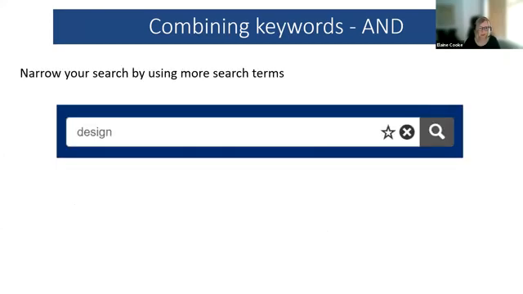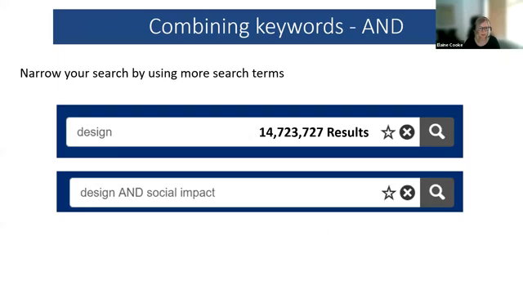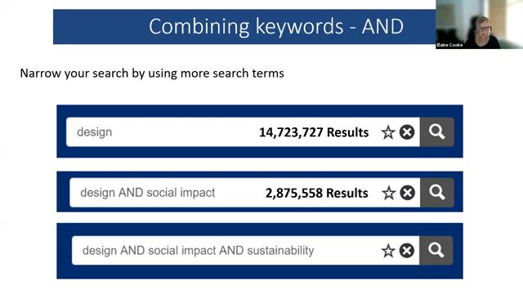Another technique of making your search more specific: use AND between your search terms. So this will narrow your search down. So for example, design, we've got 14 million results. This is on Library Search, the big search engine. And design AND social impact, we're bringing those results down. Again, you can carry on adding these key terms to make the search more specific. Just have a play around with those keywords that you're using.